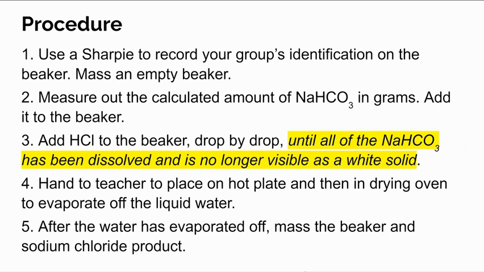All right, the procedure for today's lab is pretty short and sweet. You're going to use a Sharpie to record your group's identification on the beaker, as you will not be able to collect your beaker until the next class. Then you'll need to mass the empty beaker and record the mass. Measure out the calculated amount of baking soda from your stoichiometry and add it to your beaker. And then add hydrochloric acid to the beaker, drop by drop, until all of the baking soda has been dissolved and is no longer visible as a white solid.